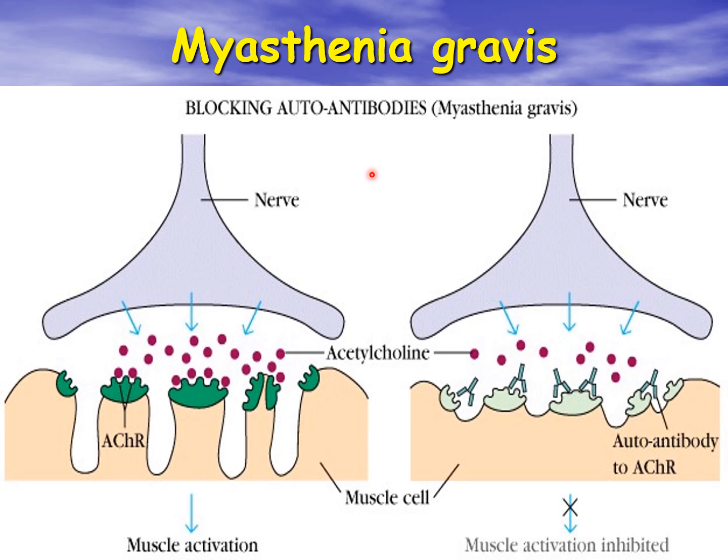In myasthenia gravis, what we find is that in a normal neuromuscular junction, acetylcholine from the nerve will move over the synaptic cleft and attach to the acetylcholine receptor. This will start the sodium influx and cause then muscle activation. In myasthenia gravis, we produce blocking autoantibodies. What these do is they bind to the acetylcholine receptors, thereby blocking acetylcholine's ability to bind and therefore causing decreased muscle activation. This results then in the muscle weakness that we see in myasthenia gravis.